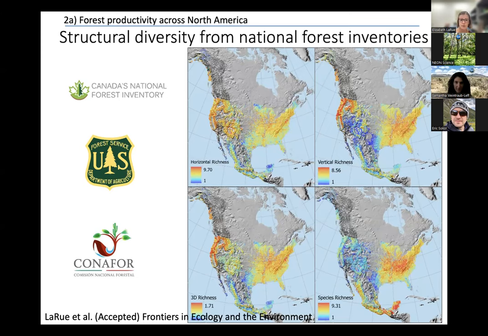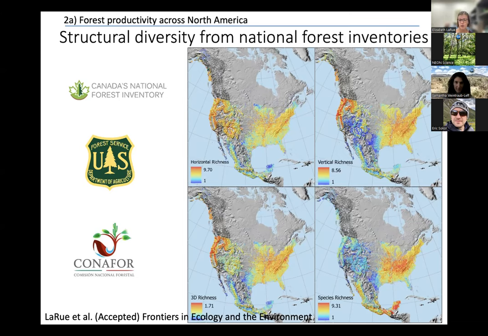Because these three forest inventories use similar sampling methods for diameter, height, and species identity, but do sample different plot areas, we had to account for that. We used Hill numbers to estimate the effective richness value for 10 individuals. So that's why the scale bars' values would scale from 1 to 10, with 1 being the lowest number: you'd have one species or one horizontal or vertical richness class filled in those 10 individuals, or you could have up to 10. And then the map is showing plots averaged across a 20 by 20 meter pixel grid.